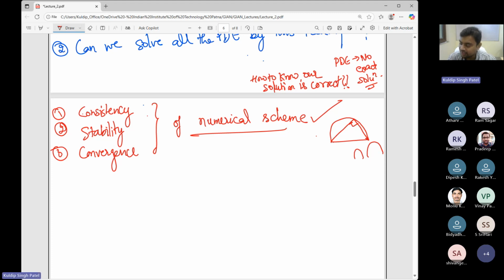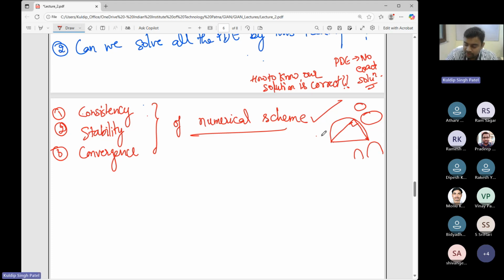Got it? Agree. So just like the area of a circle is pi r square. Who guarantees, whatever the circle is, whether this or very large, that the area will always be pi r square? Mathematics guarantees. So in the same way here, these three properties guarantee that whatever your numerical solution is, it is accurate. So I hope I'm clear till here.